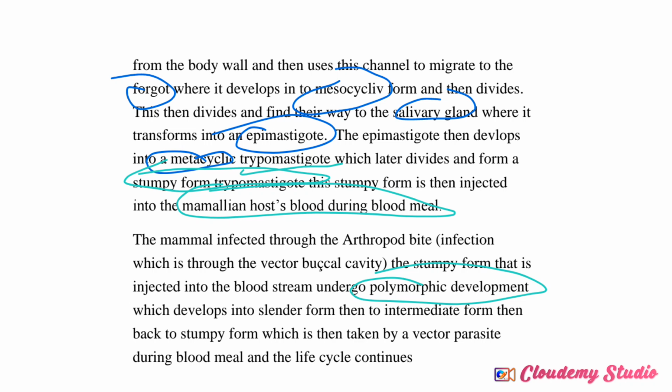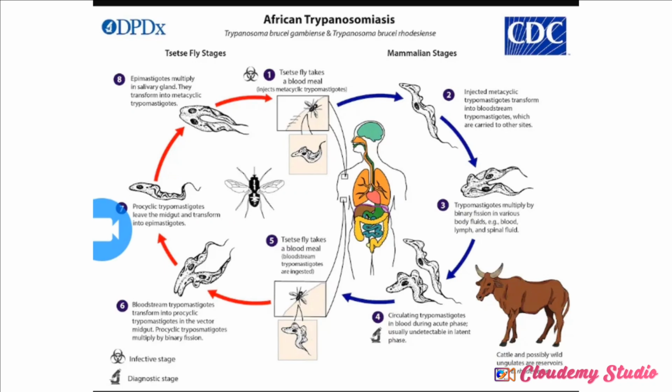So let me show you a visual of the life cycle. This is how the life cycle goes. If you notice very well from this life cycle, the fly takes a blood meal from the host. Are you getting me now? So it injects a stumpy form in the bloodstream of the host.